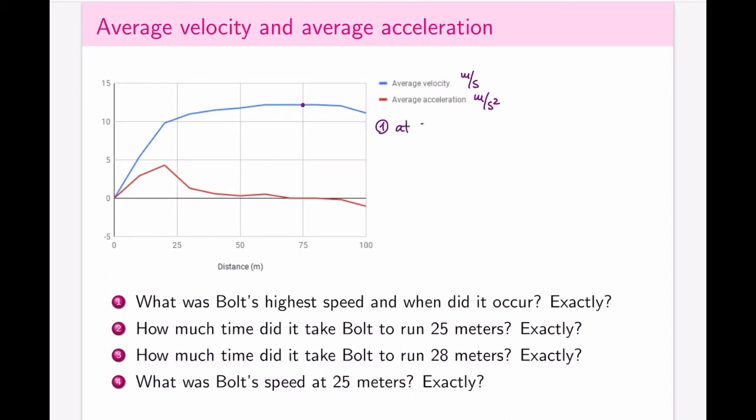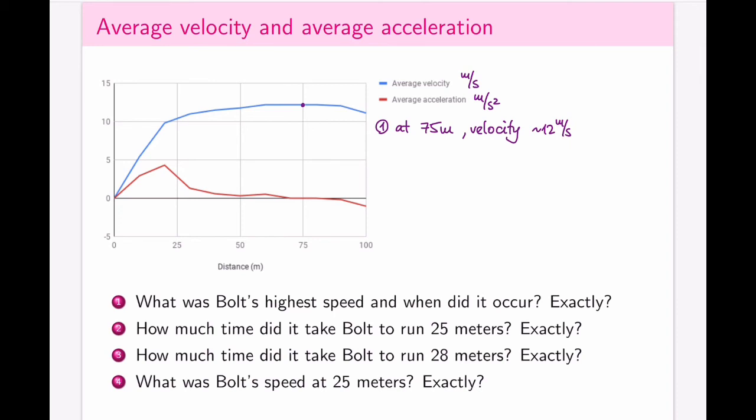So at 75 meters is where it happened, 75 meters. So our point in time is actually a point in distance. And the velocity itself was, we can see from the rough graph, approximately, let's say 12 meters per second, which is consistent with the previous calculations on the spreadsheet.